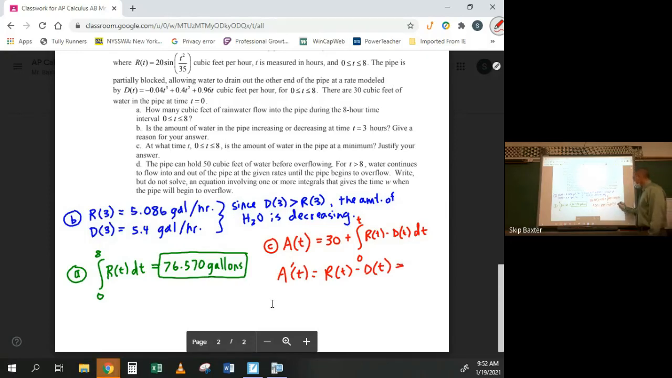Well, when is this equal to 0? This is equal to 0 when R of t equals D of t, when the rate at which water is flowing in and the rate at which water is flowing out are equal to each other. Okay? So if I find that point of intersection on my graph, it's going to be here somewhere. You can tell just from the shape of the picture that this is decreasing, then increasing, because on this interval D is bigger, and on this interval R is bigger. Does that make sense? I just need to find that point now.